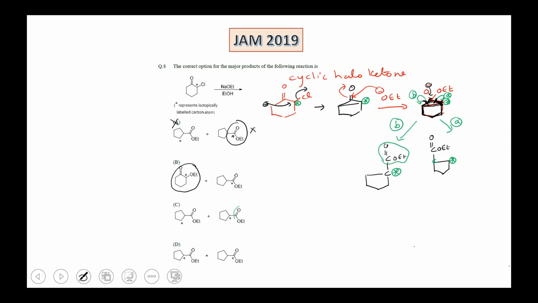Then I cannot have a six-membered cyclic ring, therefore this is also wrong. In C you can see this is the ester carbon and you have the adjacent carbon which is labeled, and you have the adjacent to adjacent carbon. So option C is the right answer. Here ester carbon is labeled, so it's wrong. So option C is the right answer.